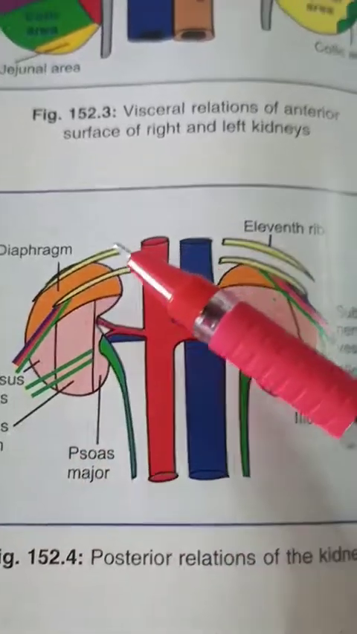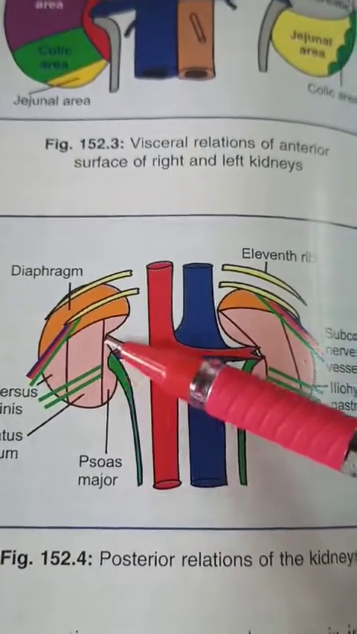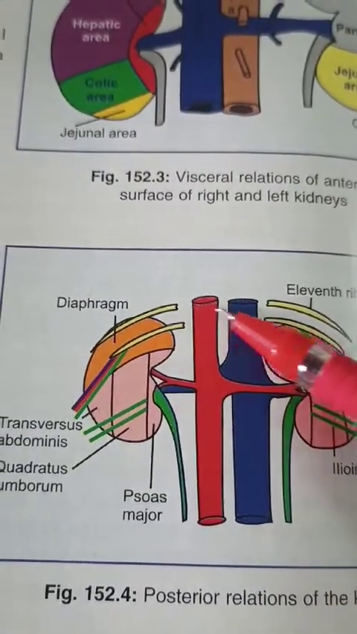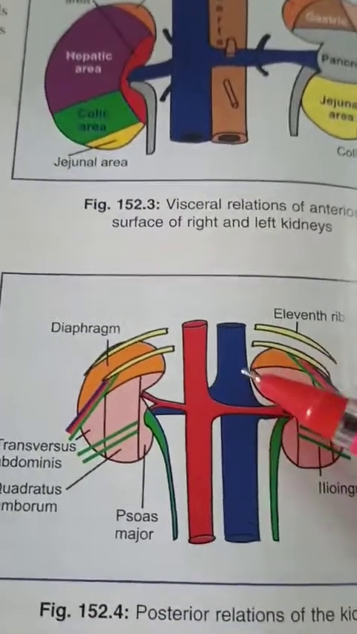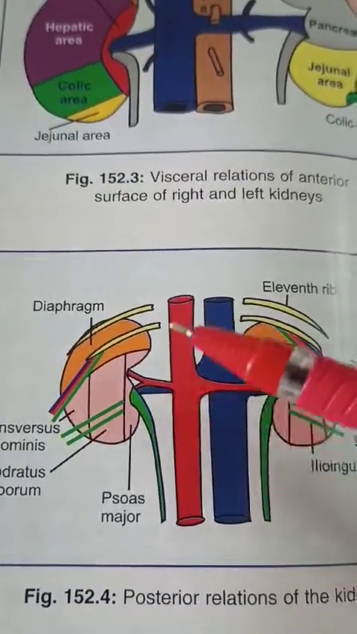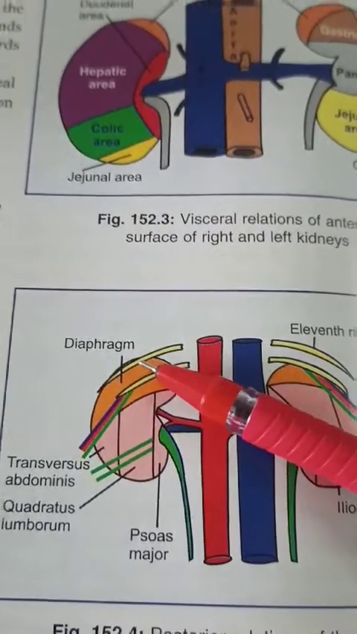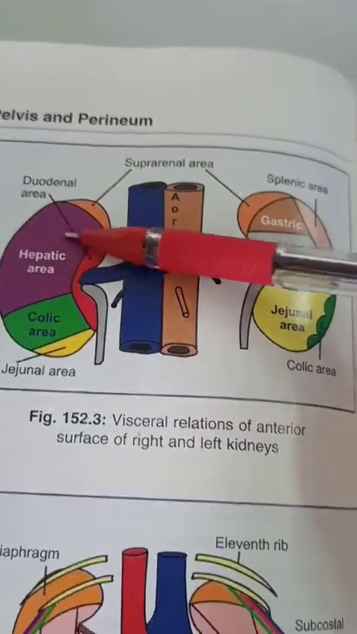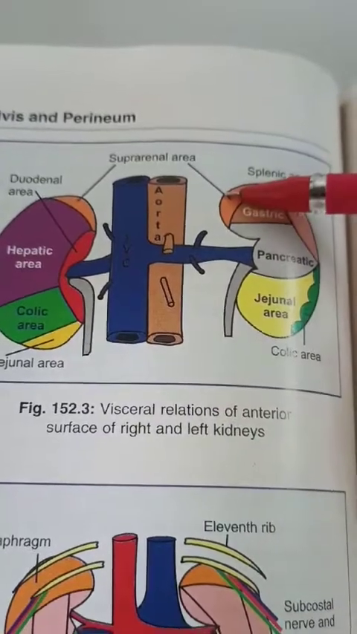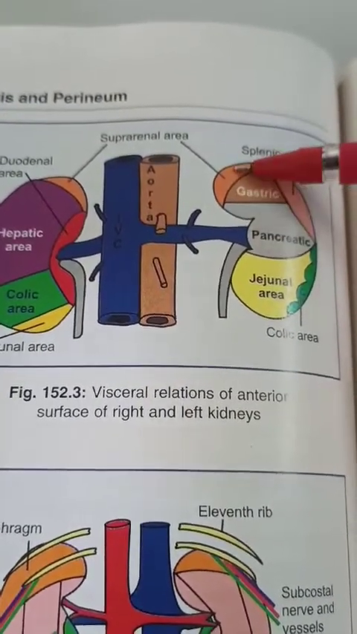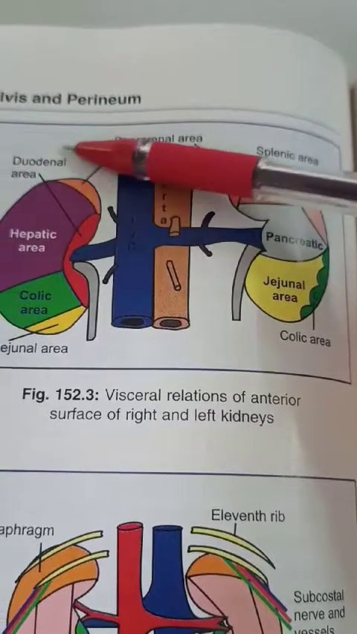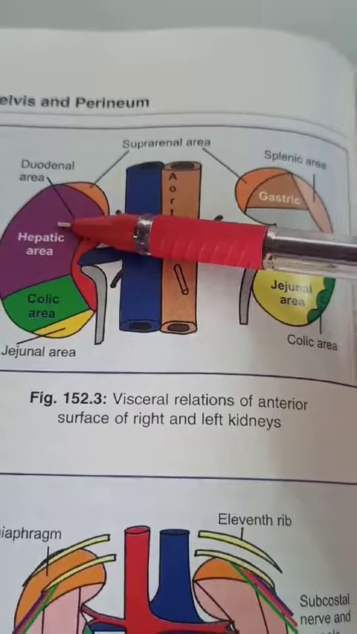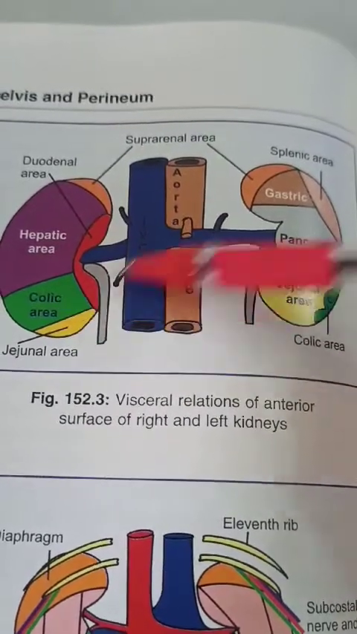Okay. Then coming to the ribs, here we can see one more thing I forgot to tell you. The right and left kidney are not in the same plane. Because of the liver, the right kidney is in a lower position than the left kidney. In this diagram you can see the right kidney is lower, and the left kidney is in a higher position because here comes our liver.